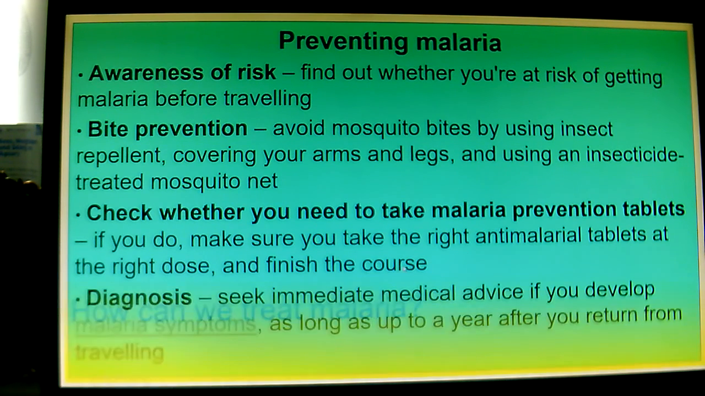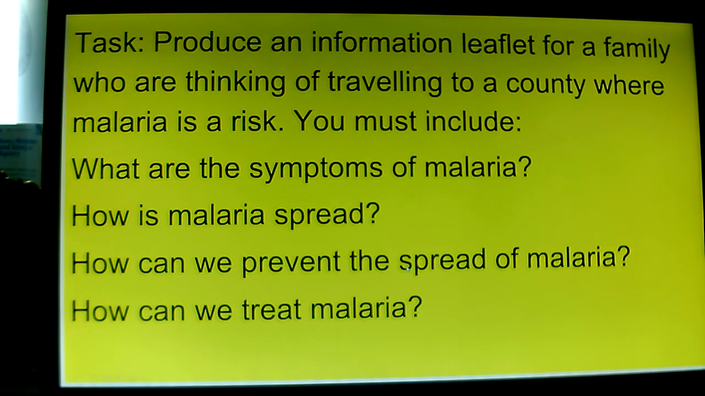Now, your task is to produce an information leaflet. If you're thinking of travelling to a country where malaria is a problem, so parts of Africa, parts of South America, those sorts of countries, you need to explain what the symptoms are, so how people would recognise if they've caught it. Explain how malaria is spread, so explain a little bit about the mosquitoes and the protists, because that's what we're thinking about. Then how we can prevent it, and how we can treat it. So that's your task about malaria.